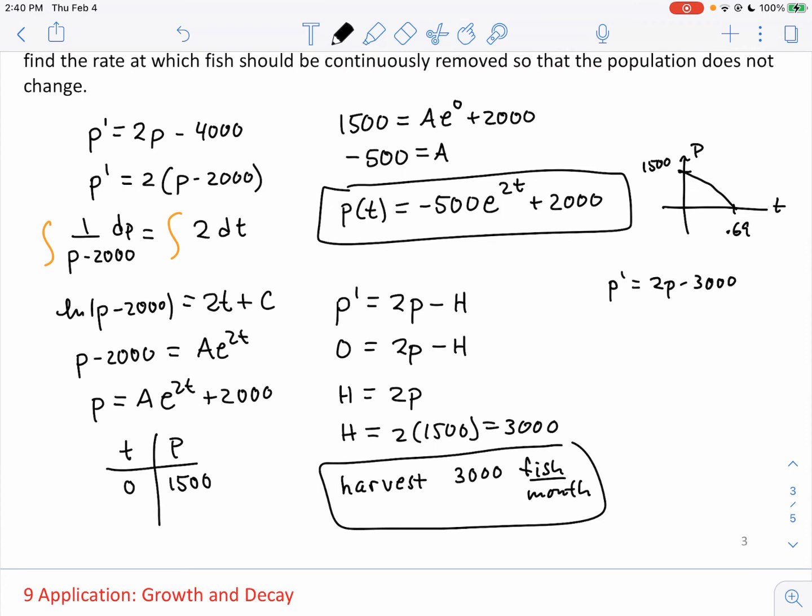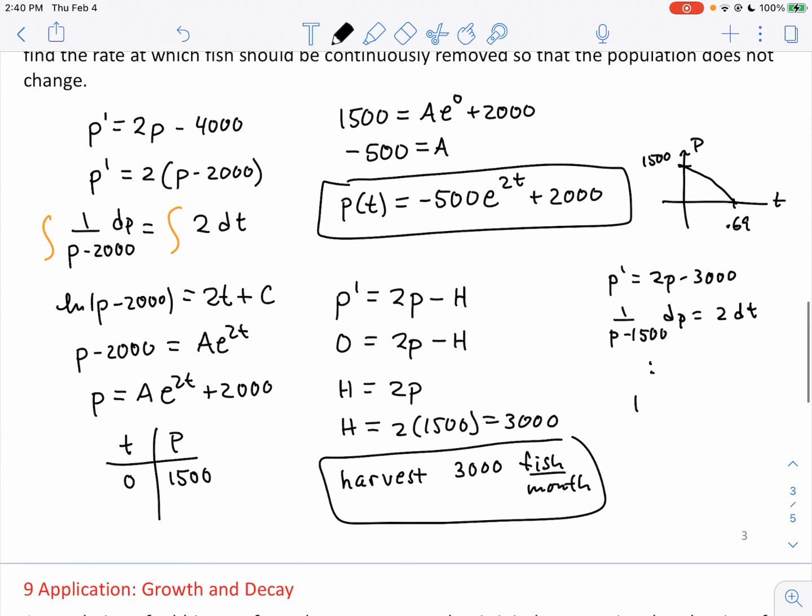Factor out the 2, divide, so we have 1 over p minus 1,500 dp is equal to 2 dt. And by the time we get a solution of this, it's going to be the following: A e to the 2t plus 1,500. And when you plug in the initial population, you get 1,500 is equal to A e to the 0 plus 1,500.